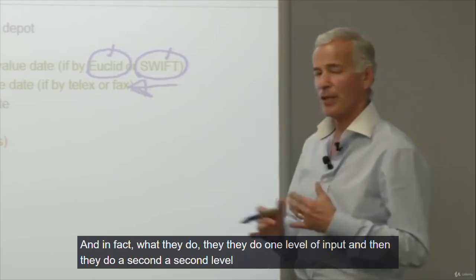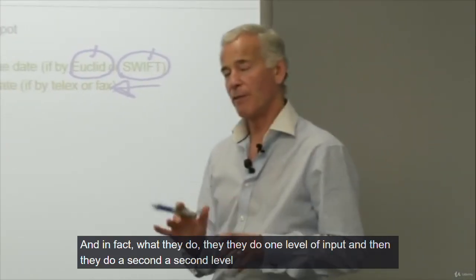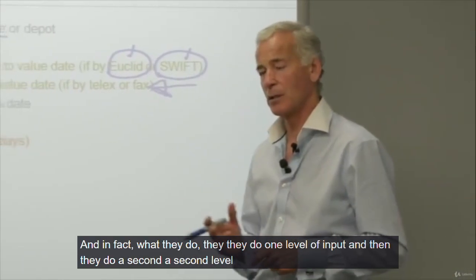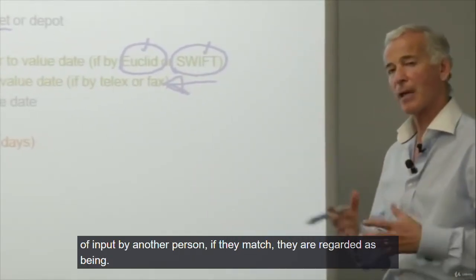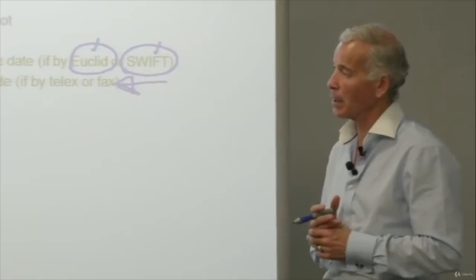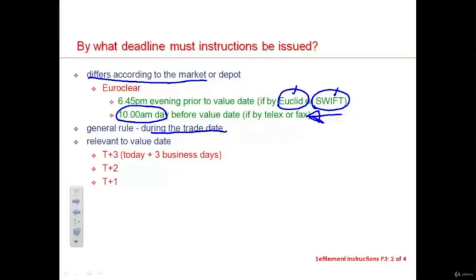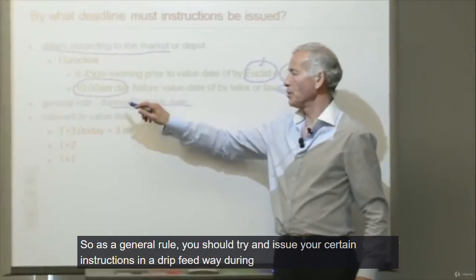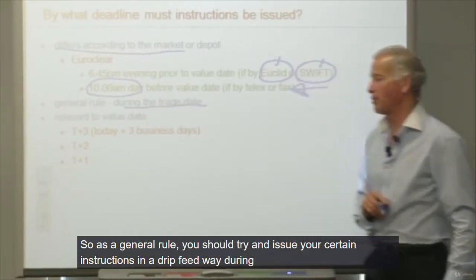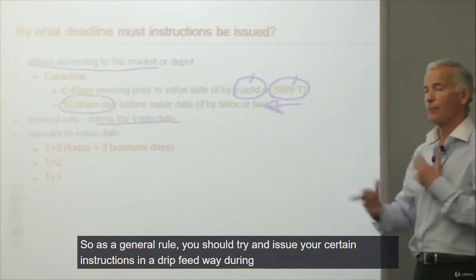And in fact what they do, they do one level of input and then they do a second level of input by another person. If they match, they are regarded as being correct.